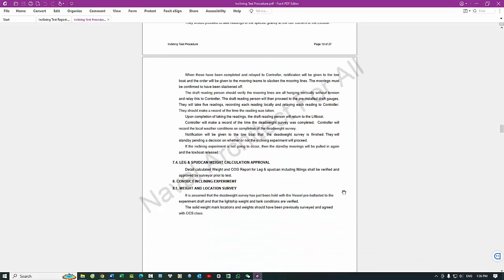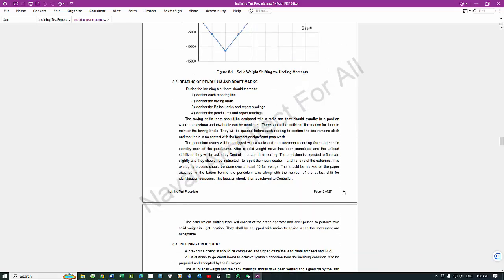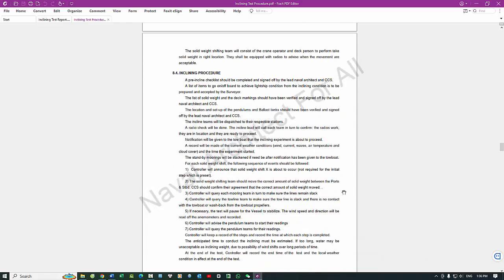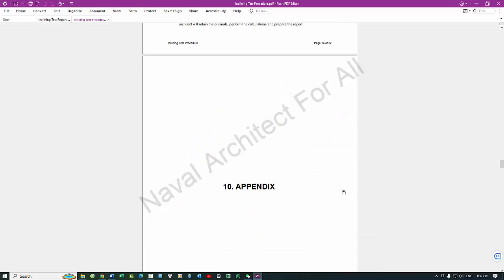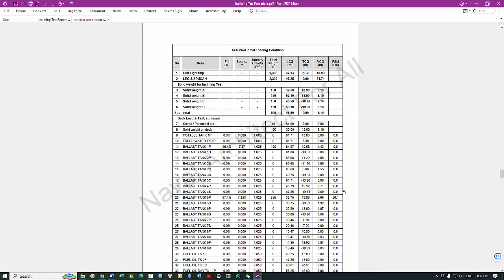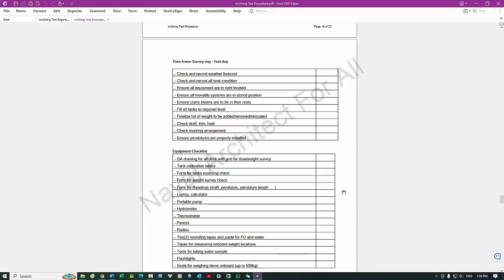2. Calculate the metacentric height, GM. GM is a measure of the initial stability of the ship. A positive GM indicates that the ship is stable, while a negative GM suggests instability. The inclining test provides data to calculate the GM, which is critical for ensuring the ship's safety and seaworthiness.